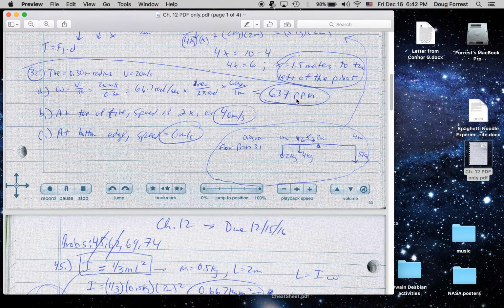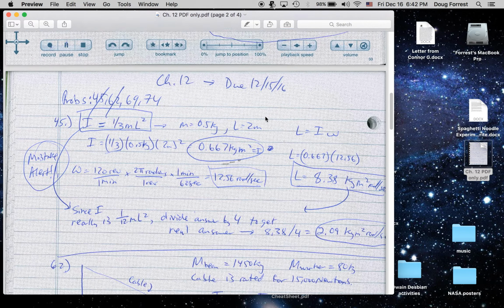Now, it seems a little weird. Why am I dividing by meters, and yet RPMs is revolutions per minute, so it's really like revolution over minute. For part B, the average speed is 20 meters per second. The top of the tire is 40, and the bottom is zero.